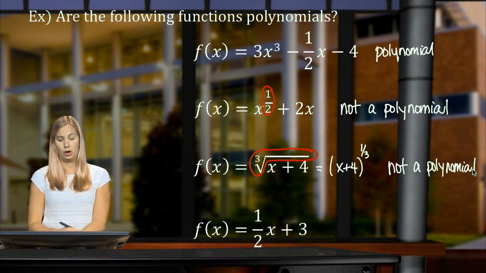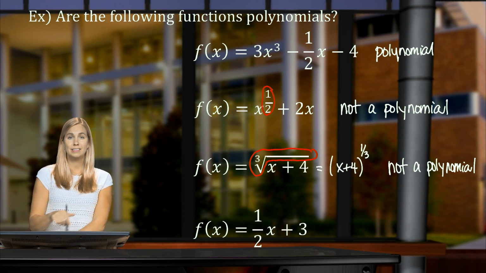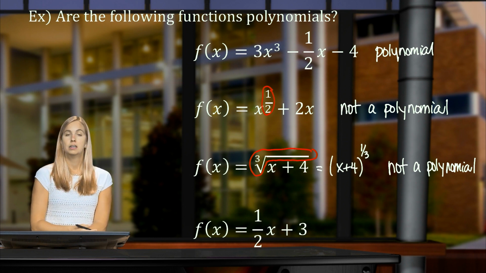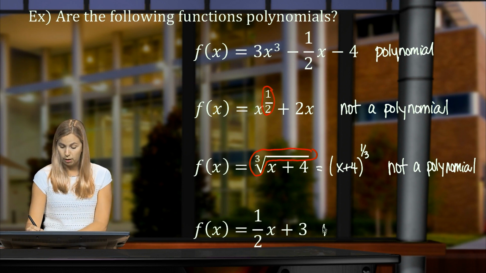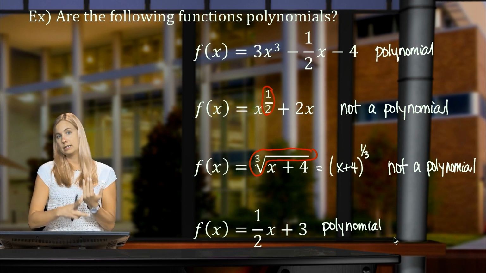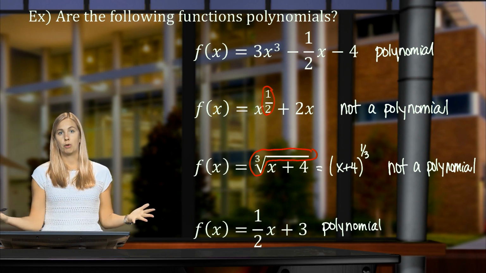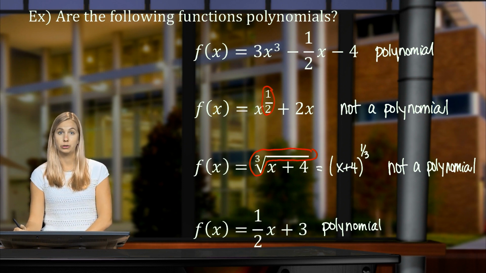f of x equals 1/2 x plus 3. This is that baby function that we learned a long time ago. This is a linear function, but is a linear function also a polynomial? Our coefficients are real numbers and our exponents are whole numbers, so this is a polynomial as well. So even as simple as a linear function, a quadratic function, those also fall under our broad group of polynomials. So all the characteristics that we talk about would also apply for those types of functions as well.